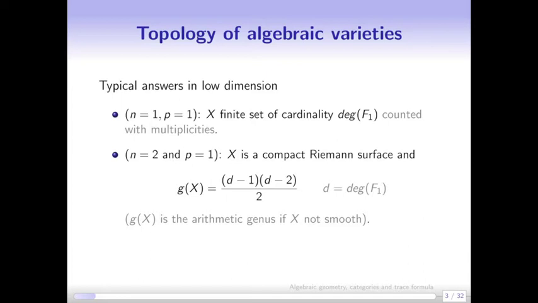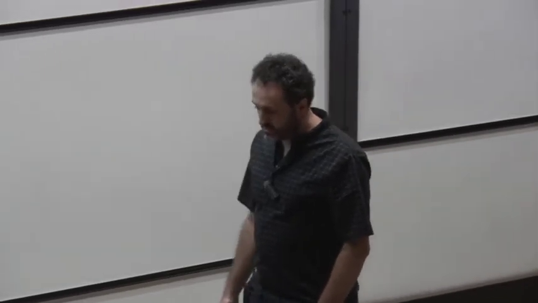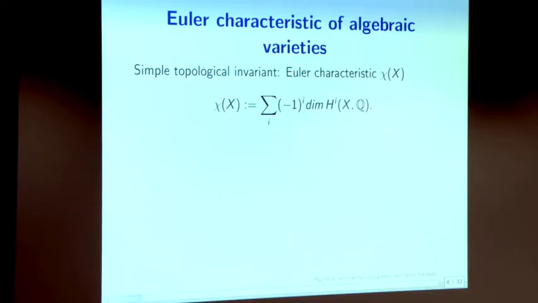Understanding topological information of the set of solutions of these polynomial equations in terms of the equations themselves, or in terms of some invariants constructed out of the equations. So let me focus on one very simple topological invariant called the Euler characteristic. I consider X, and I look at the alternating sum of its Betti numbers, and I want to evaluate this integer.